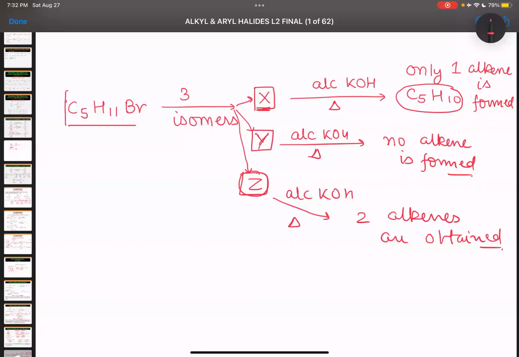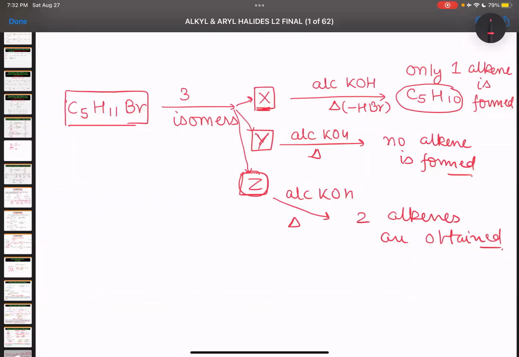They all have the same formula C5H11Br, meaning they are isomers. Isomers have the same formula but different structure. An X isomer, if you react it with alcoholic KOH, undergoes loss of HBr, which I will write as minus HBr, meaning elimination is happening. And in this elimination, only one type of alkene is formed.